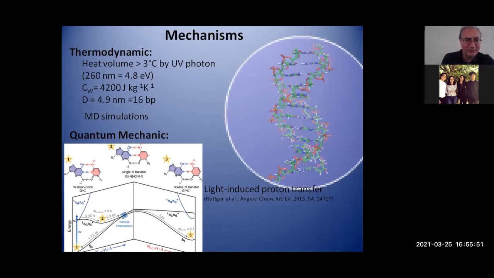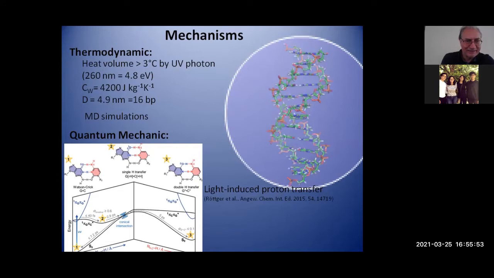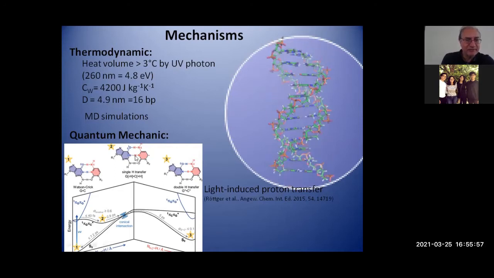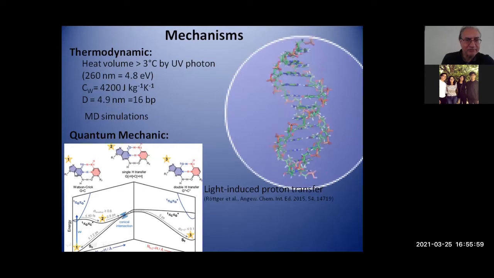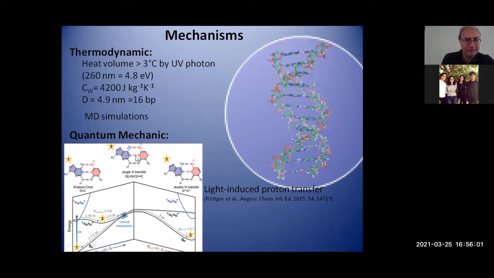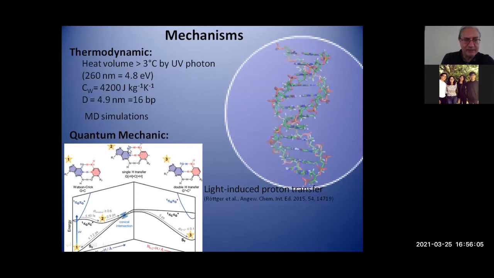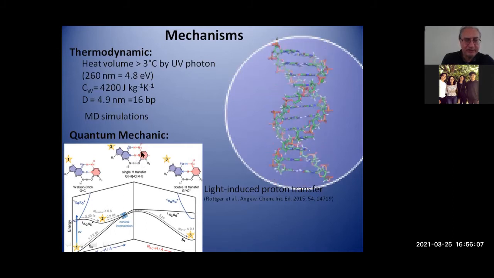I lost my pointer, that's why I'm losing it. In the center here, we see that this hydrogen atom has been transferred from the adenine to the thymine. And what does that do? Well, that changes the charge distribution here.